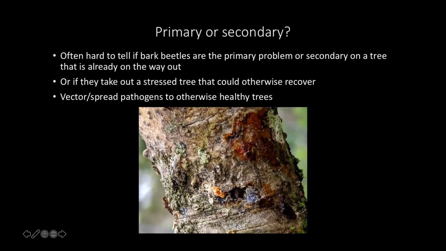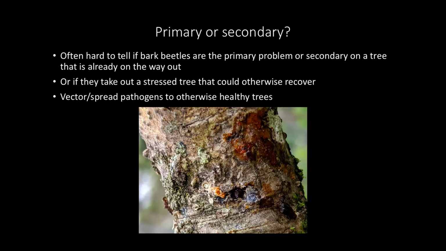If you see bark beetles in your trees, it's often hard to know if they are the primary or secondary problem. That is, whether they are weakening or killing an otherwise healthy tree, secondary on a tree that is already weakened and is on its way out, or further weakening a sick tree that could possibly recover if otherwise left alone.